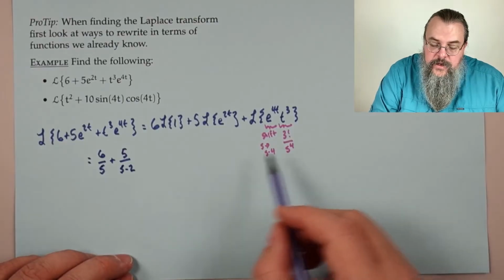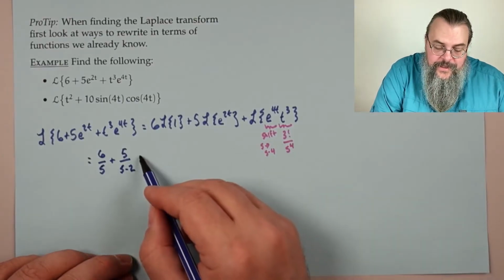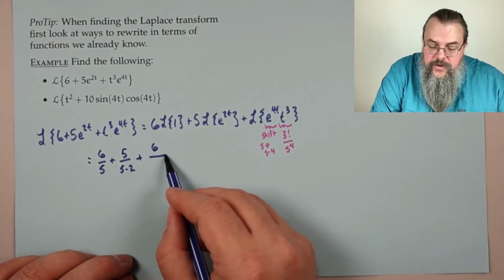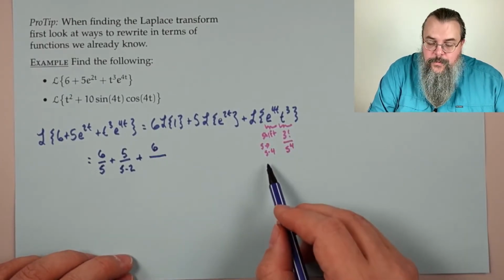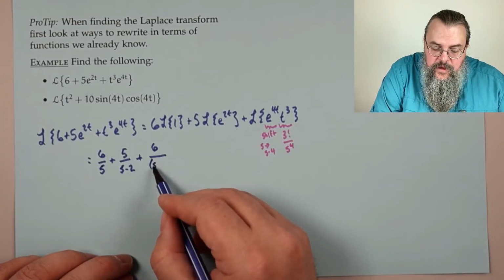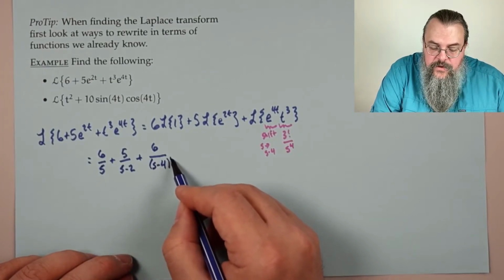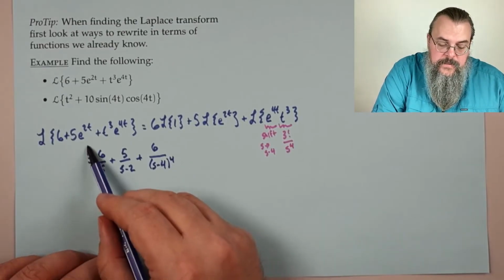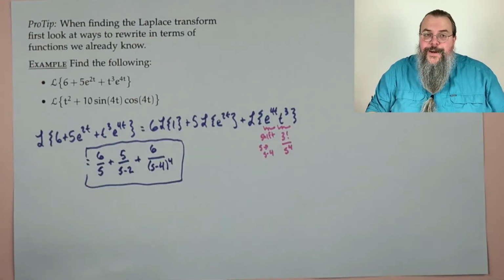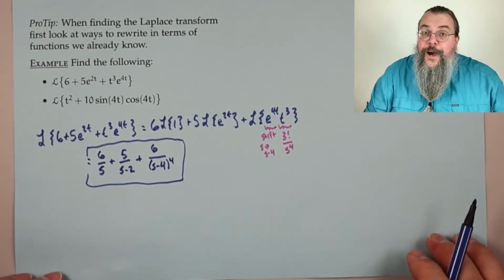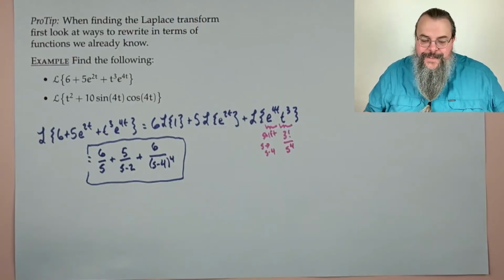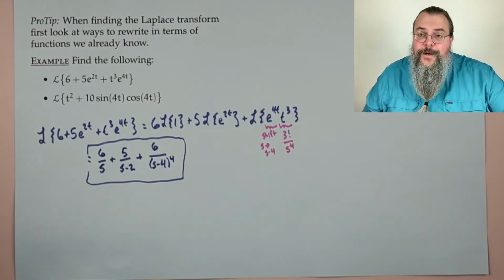And then here, we say, okay, 3 factorial. That's also a 6. And now, instead of s to the power 4, we're going to be shifting by 4. So it's s minus 4 to the 4. And there's the first one. Done with that one. Okay, well, that was a good warm-up. Now, let's go to the next one.